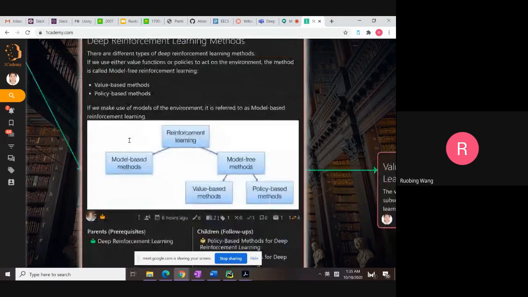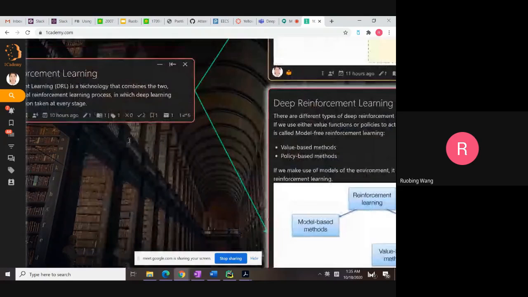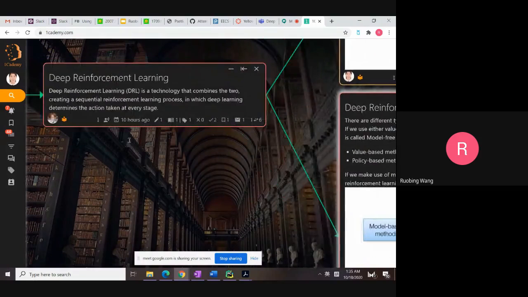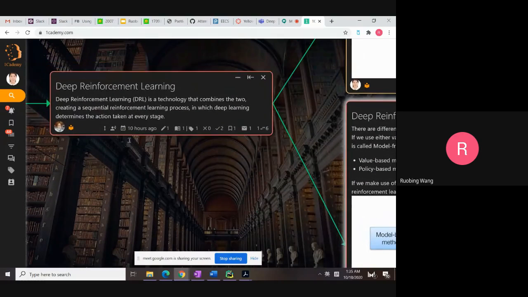Last week, we also talked about some limitations of reinforcement learning and how deep reinforcement learning may help to solve this. So this week, we will shift to the deep reinforcement learning part. Deep reinforcement learning makes use of deep learning and reinforcement learning. We will create a sequential reinforcement learning process in which deep learning determines the action taken at every stage.